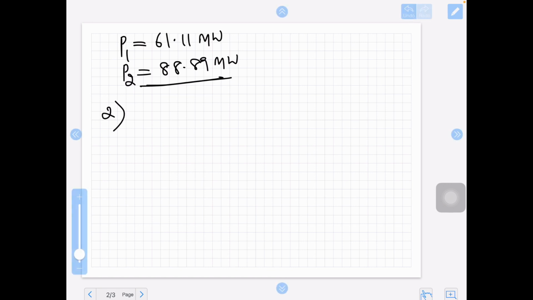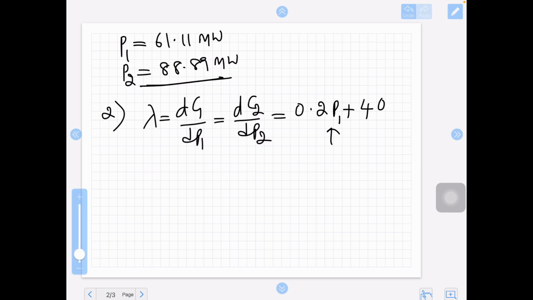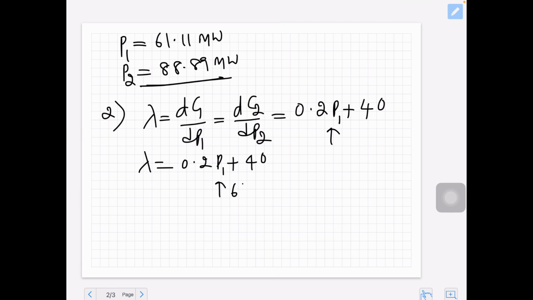And the second question is we have to find lambda. Lambda is nothing but the incremental fuel cost that is given by the equation. Let us consider any of the incremental cost equations, like the first one, dC1 by dP1, which is 0.2 P1 plus 40. So P1 is known, that is 61.11. If you substitute, you will get lambda is 52.22 rupees per megawatt hour. So this is lambda.